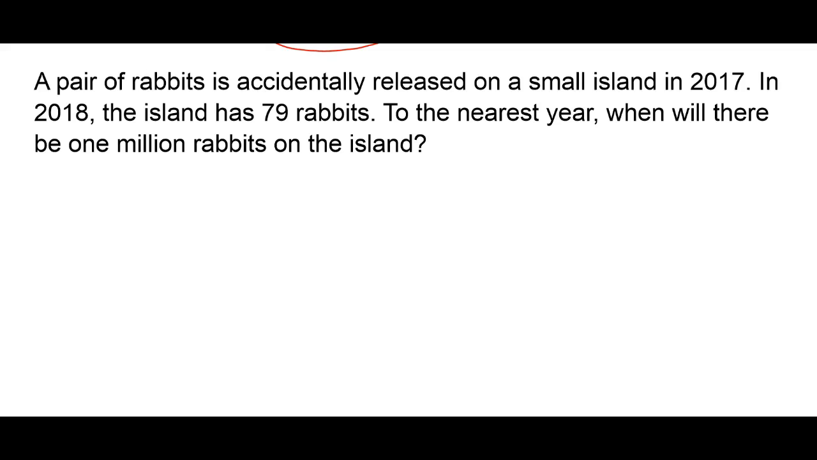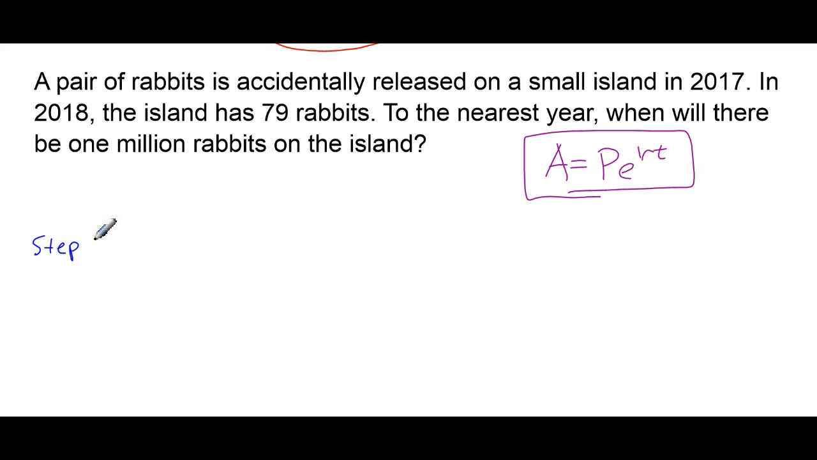So, here are the steps. First of all, make sure you have the formula memorized. A equals P e to the RT. We're going to be using that formula for this problem. The first thing you have to do in order to use that formula in this problem is you have to figure out what the growth rate is. So that's your step number 1. Find R. So let's read through and figure out which numbers get plugged in where, and then we're going to show you how to figure out what R is from that.